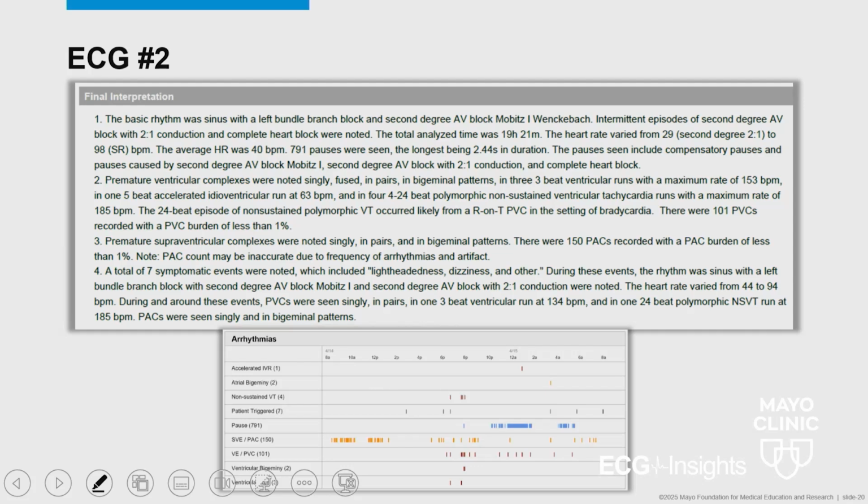So this, for the audience, is a lot of information, but really what I want to focus on here is that the patient, upon completion of this Holter monitor, has a left bundle branch block, and we have episodes of Mobitz 1 that progressed into 2-to-1 AV conduction and complete heart block, so very similar to what we just saw. We had frequent pauses, with the longest being 2.4 seconds. And we're also having some polymorphic VT. The patient did express having symptoms with a variety of these episodes.